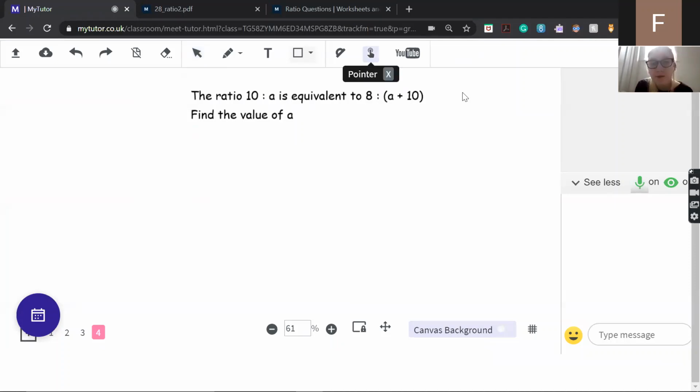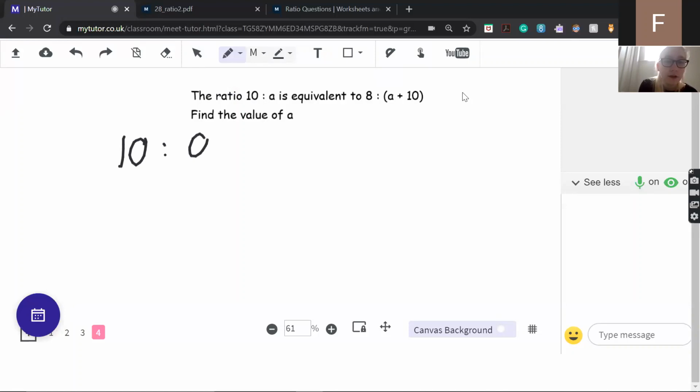So again, we could do several methods. We could make these both be equal to something. So for example, 40, both go into 40, and then we'd have an equation in terms of our a's. But we can also do cross multiplication. So we may as well do that. So we'll start by, as we always do, writing them out. And then we'll cross multiply.